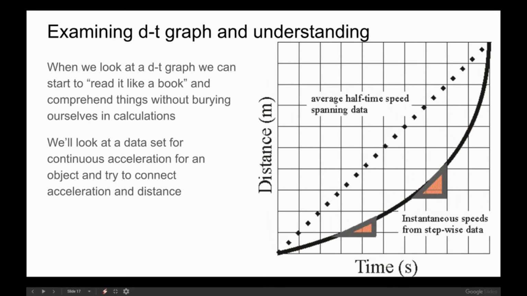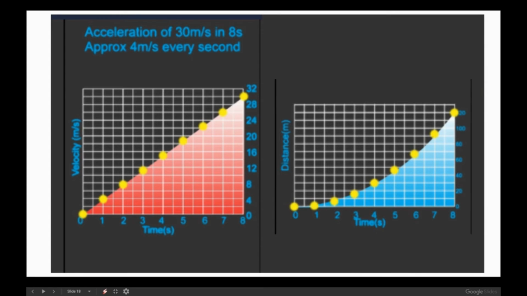Now let's look at the DT graph again as if it were a book and start to comprehend things without burying ourselves in calculations. We're going to look at a data set for continuous acceleration for an object and try to connect acceleration to distance mentally. So here again is the speed time graph and its distance time counterpart. The speed between these segments I computed and plotted here.